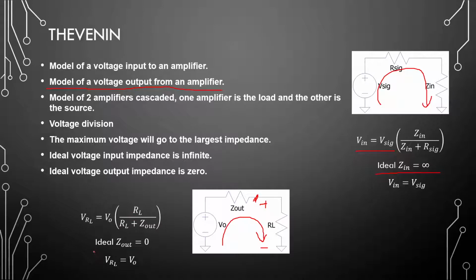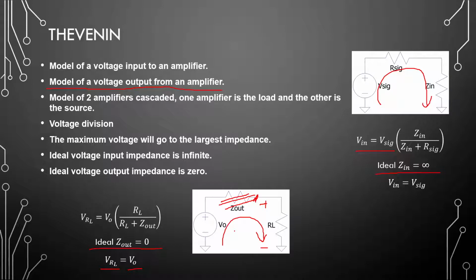So the ideal output impedance for a voltage amplifier would be 0. Then the voltage transferred to the load will be exactly the same as the voltage at the output of the amplifier. So maximum gain from in to out, right? So if this is 0, it seems not to be there. So that is why you want to design for a very low output impedance of an amplifier.